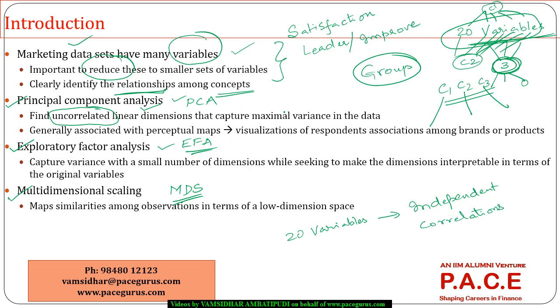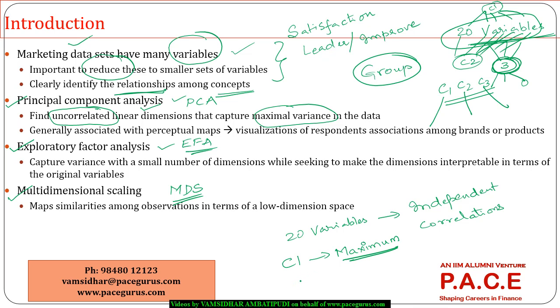And they are computed in such a way that the dimension captures the maximum variance in the data. So component 1 tries to capture the maximum variance, whatever it can capture in one single component, it takes care of that entire thing.